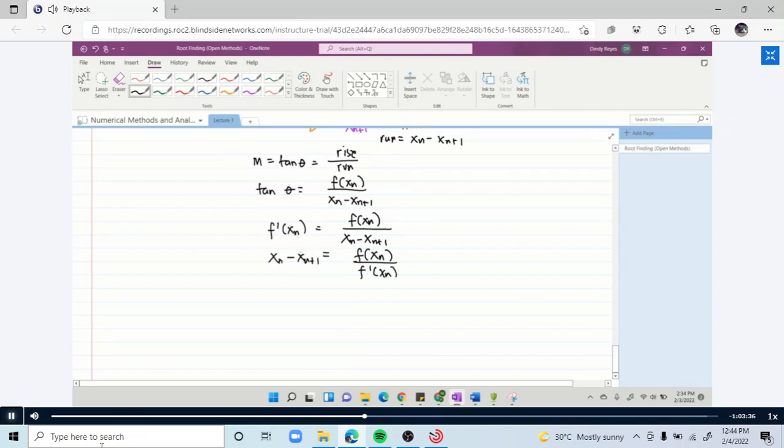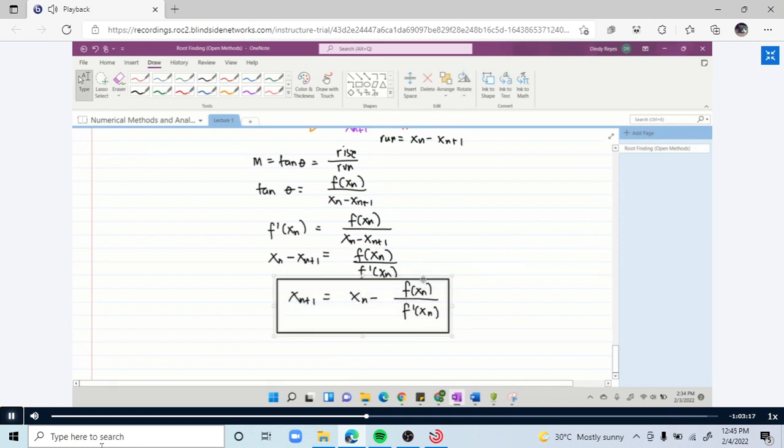Ta-transpose ko sa kabilang side, ito lipat ko doon para maging positive to, no? So you'll have x sub n plus 1 equals x sub n minus f of x sub n over f prime of x sub n. Ito yung formula natin. This is the formula that we're going to use. It involves a derivative, no? So formula. Okay. Tuturo ko kayo sa calculator later on.